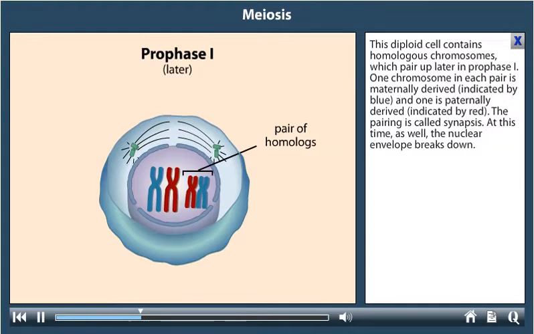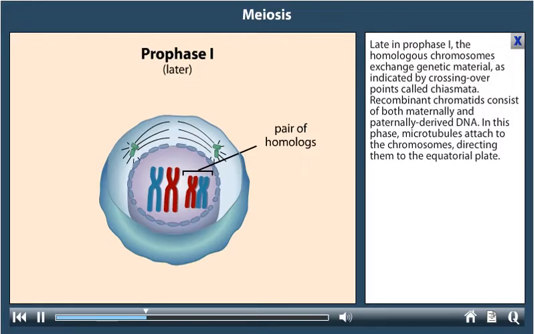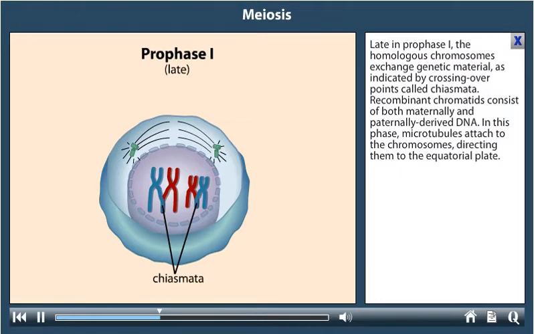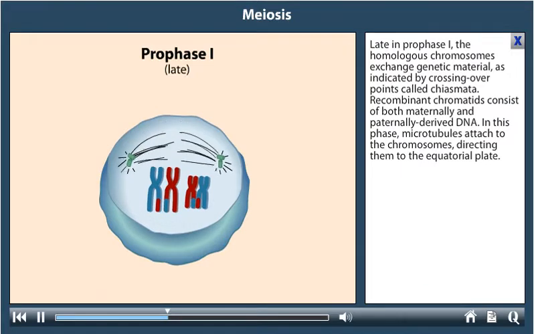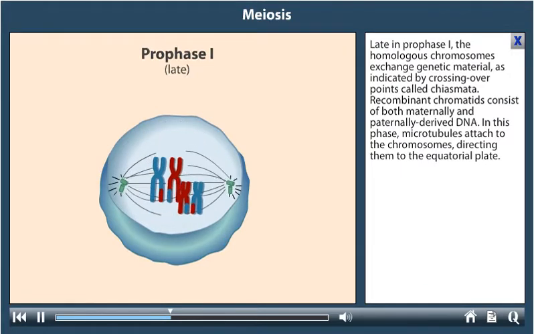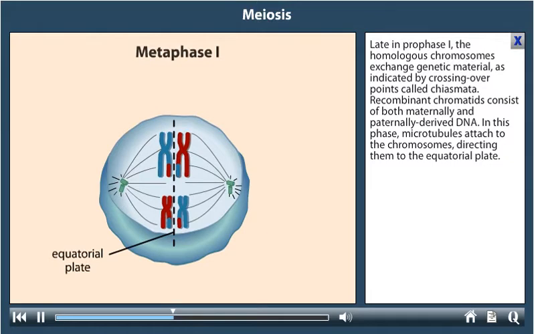At this time as well, the nuclear envelope breaks down. Late in prophase I, the homologous chromosomes exchange genetic material, as indicated by crossing over points called chiasmata. Recombinant chromatids consist of both maternally and paternally derived DNA. In this phase, microtubules attach to the chromosomes, directing them to the equatorial plate.